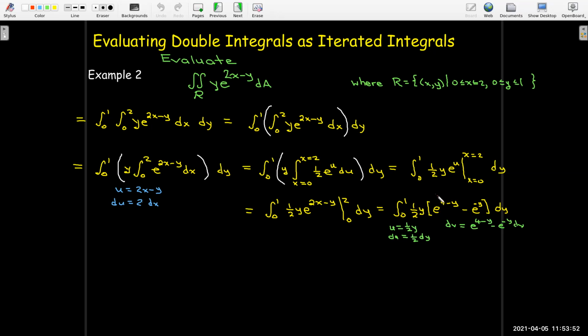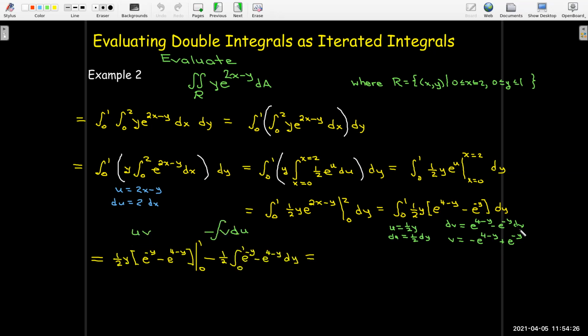dv is going to be the whole thing inside the brackets, and taking the antiderivative, remember I get this minus sign that comes out in front because of the minus on the y. We're taking the antiderivative with respect to y, and so that's why the sign changes. Now I have negative e to the 4 minus y power plus e to the minus y. So then I'll take u times v minus the integral of v du.